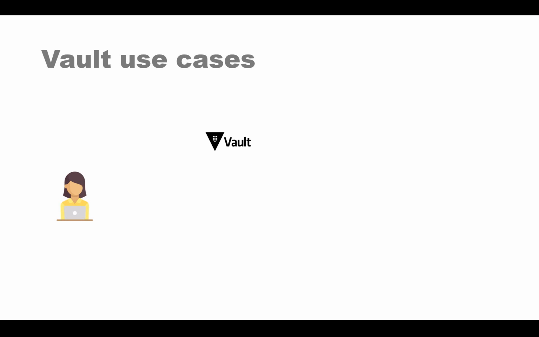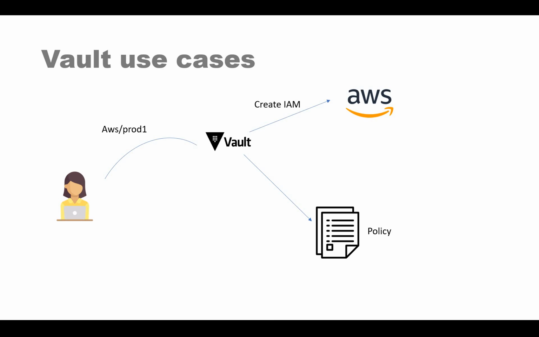Let's talk a little bit about identity-based authentication. So let's say, for example, we have an AWS resource. The same way, the developer wants to use the AWS prod one. They will reach out to Vault. The same way it will check the policy whether this person has the access to create this identity access. So it can create the IAM roles in AWS, and AWS can send back the access key and secret key to Vault, which can share it with the developer.